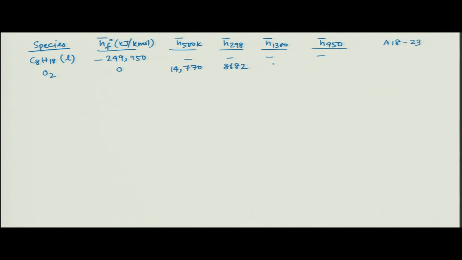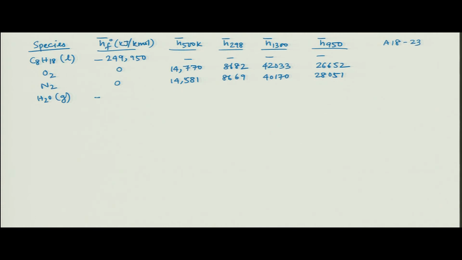Enthalpy of oxygen at 1300 Kelvin is 42,033, and enthalpy of oxygen at 950 Kelvin is 26,652. So, this is for oxygen. Next I can get the values for nitrogen, that is enthalpy of formation is 0. This is 14,581, this is 8669, 40,170, 28,051. H2O is in the vapor phase.